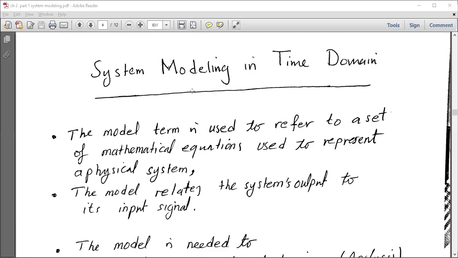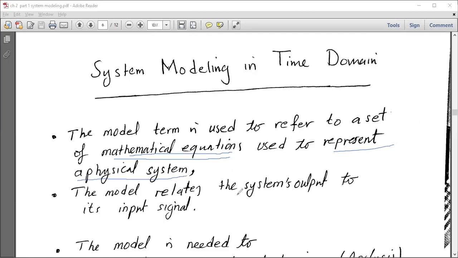Okay, system modeling in time domain. The model term is used to refer to a set of mathematical equations. We said the model is the mathematical equations used to represent a physical system. If we have a physical system, we try to express it in terms of mathematical equations.